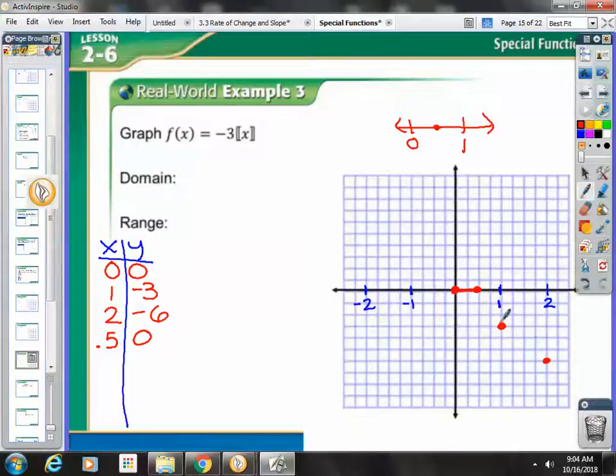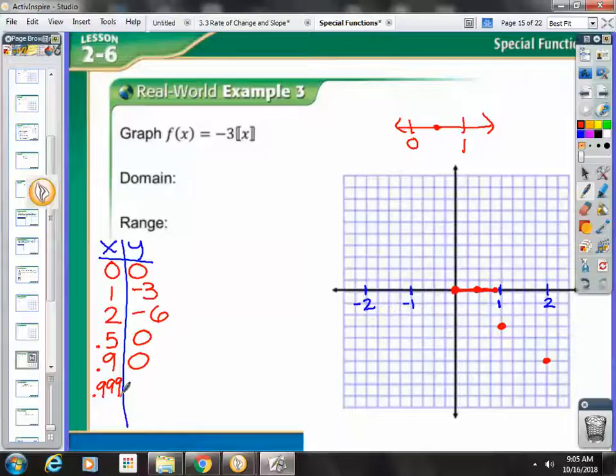So let's pick something closer to 1. 0.9? So the greatest integer of 0.9, the largest integer not bigger than 0.9? The largest integer is 0. And 0 times -3? Still 0. So 0.9 means I'm going to get really close to 1, and I'm still at 0. What if I pick other numbers closer to 1? Maybe 0.999. That's really close to 1, isn't it?